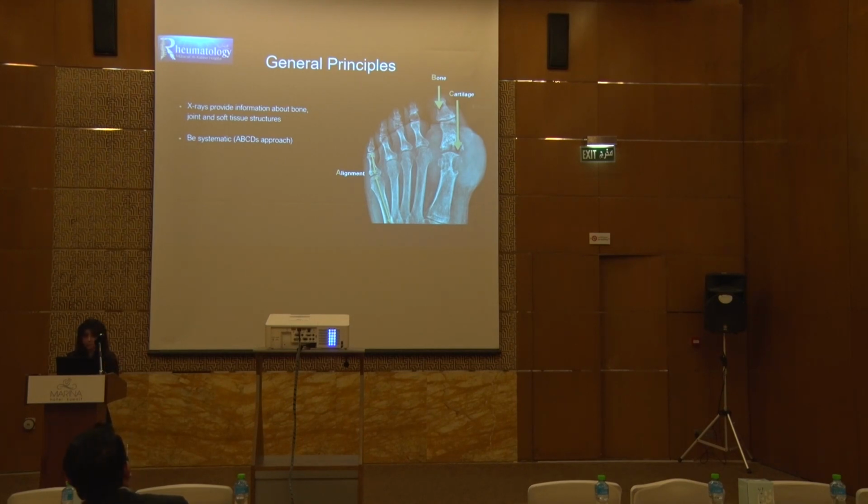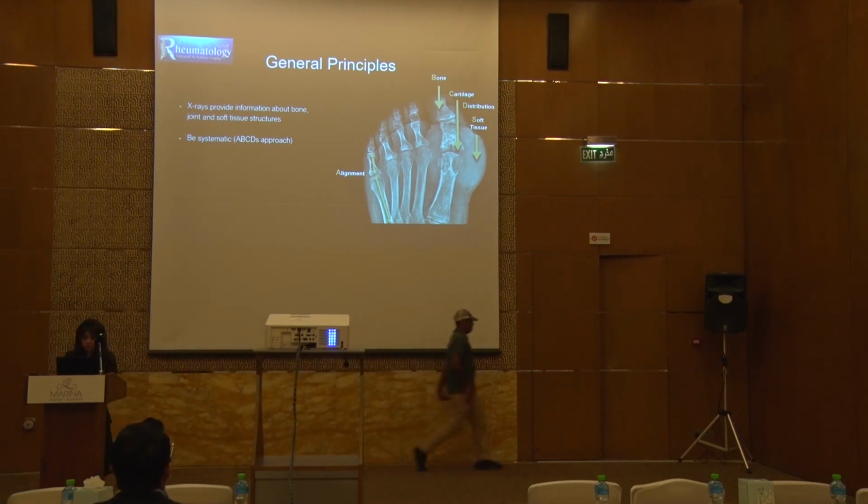And D is the distribution of the abnormality seen on X-ray. Some diseases tend to have a predilection for certain areas. For example, osteoarthritis loves the IP joints, and also psoriatic arthritis, while rheumatoid arthritis spares the IP joints. So some diseases like certain locations, and sometimes the distribution of the lesion can give you a hint to the diagnosis. And then S is the soft tissue. All right, so this is the ABCDs approach when you read any joint X-ray.